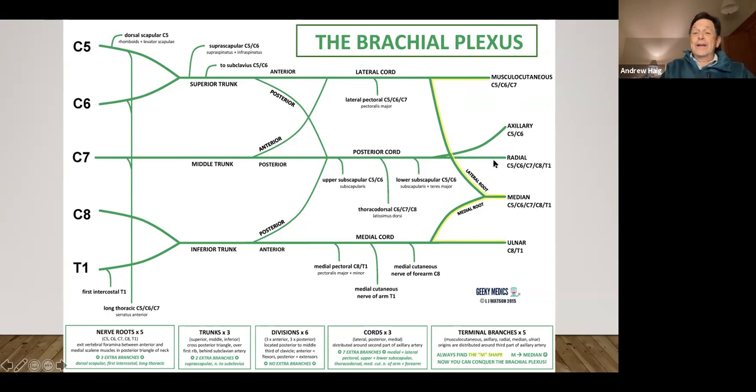So if your radial nerve is abnormal on exam or an EMG, you don't think I'm done. You think, well, where can I find something normal? And the next thing up the train line is the axillary nerve. You check the deltoid, okay? And you keep going up until you find out where that lesion is, right?